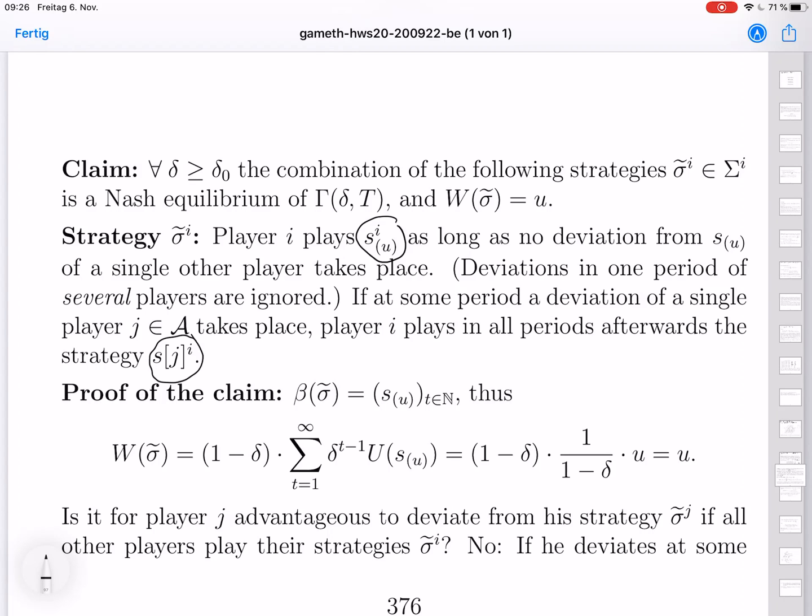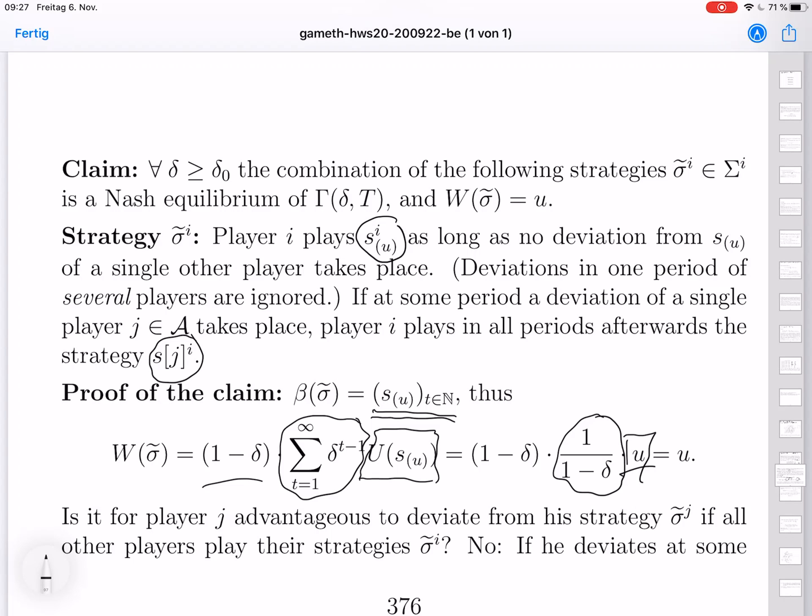If every player plays following the strategy, nobody will ever deviate, and in each period the players will play the cooperation strategy combination s_u. That means that the path beta of sigma tilde is the tuple of these strategy combinations s_u for all periods. Then the utility value of this infinitely often repeated game is this factor 1 minus delta times this geometric series times the utility values of s_u. But this value is constant, equal to u. And the geometric series has the value 1 divided by 1 minus delta. And this is then u, so we arrive at the value u here.